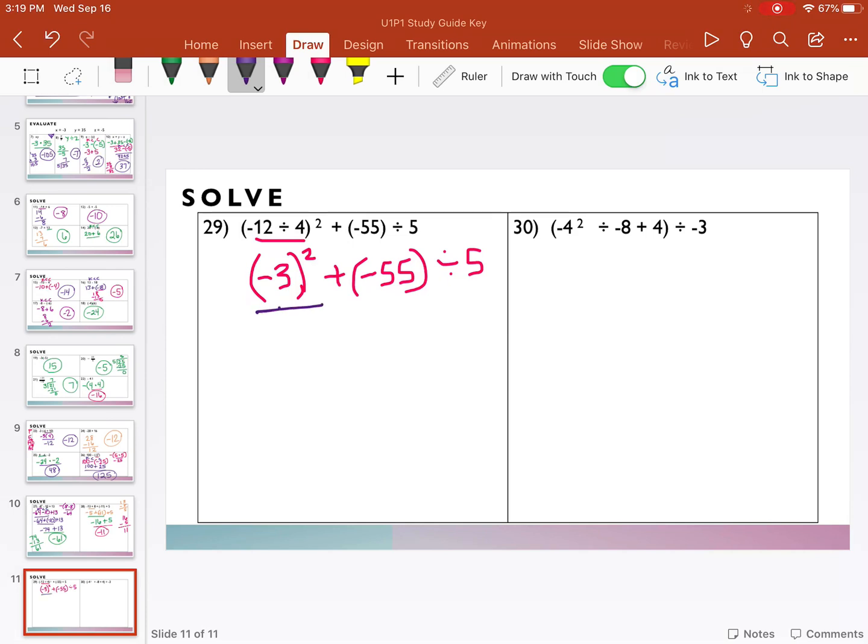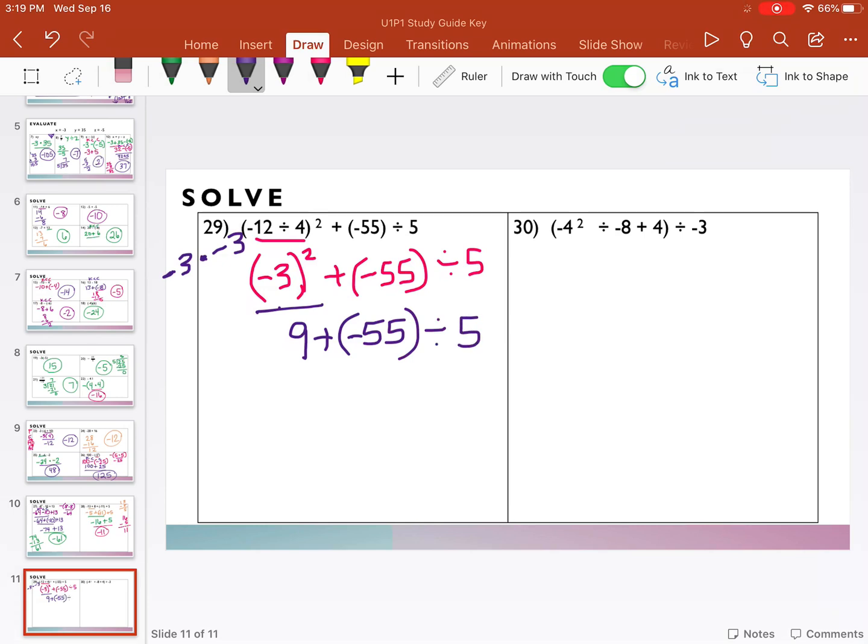Exponents, right here. Remember, here the 2 is kissing or touching the parentheses. So everything inside the parentheses is the base. So I'm going to here do negative 3 times negative 3. Negative 3 times negative 3 is positive 9. Bring everything else down.